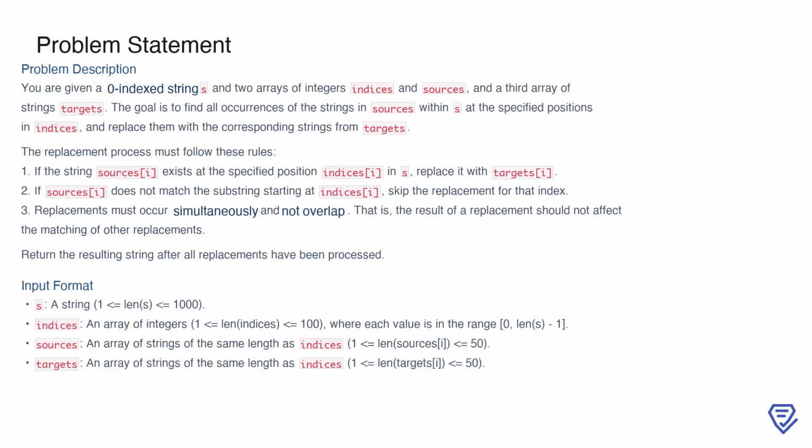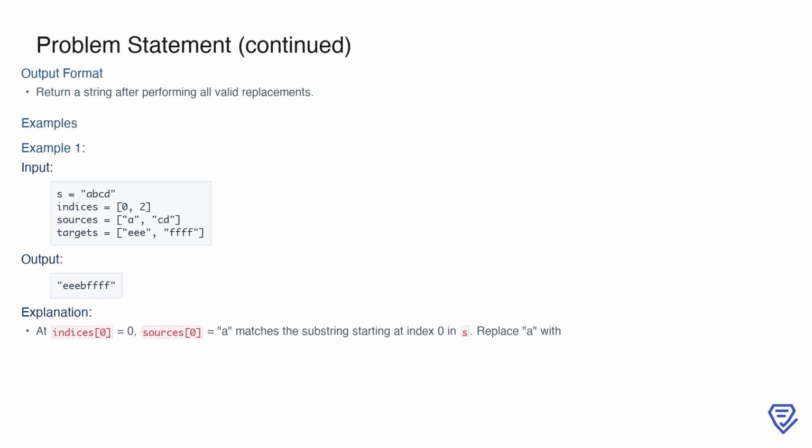Another important aspect is that all of the replacements need to happen simultaneously. This means no replacement can interfere with or overlap another, ensuring that the result is consistent regardless of the order in which the replacements are processed. The final output is the modified string after applying these rules. The output for this problem is a single string, which represents the result of performing all valid replacements on the input string S. To help clarify how this works, let's look at an example.